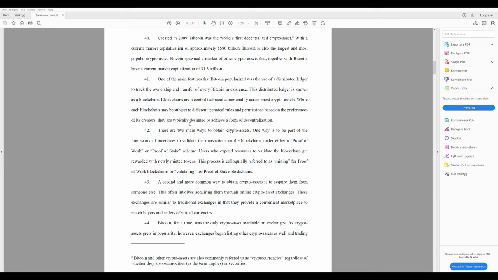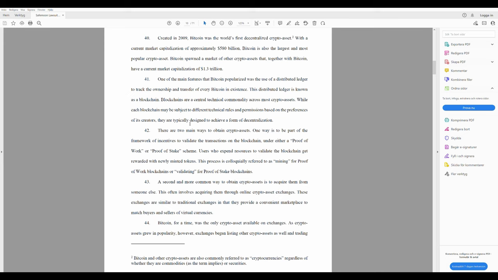There are two main ways to obtain crypto assets. One way is to be part of the framework of incentives to validate the transactions on the blockchain under either a proof of work or proof of stake scheme. There are many more. Proof of history, like Solana has. Users who expend resources to validate the blockchain get rewarded with newly minted tokens. This process is referred to as mining for proof of work blockchains and validating for proof of stake blockchains.